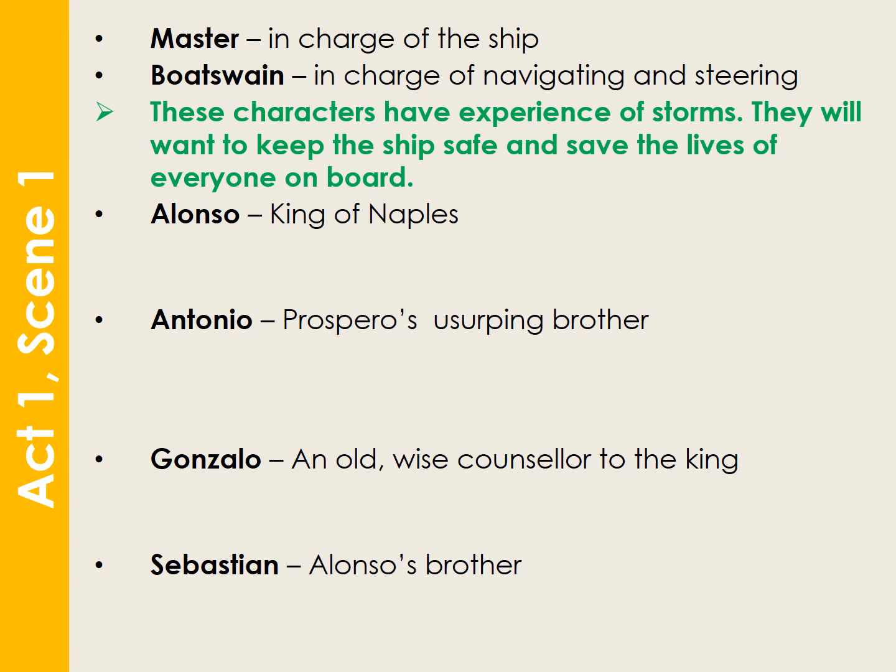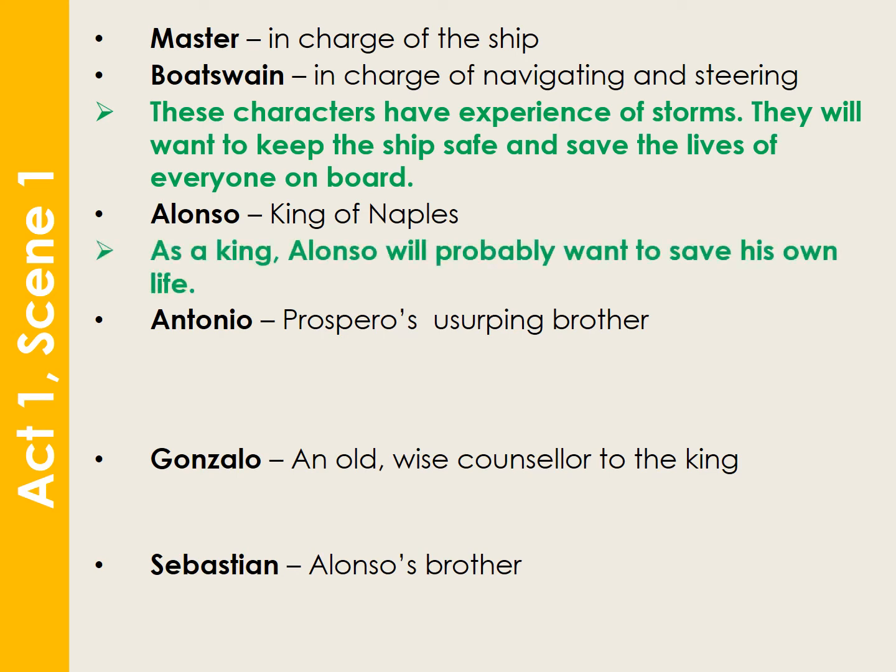Okay then, so to start with the master and bosun, these characters have experience of storms, which is obviously a good thing, and they will want to keep the ship safe and save the lives of everyone on board. So remember the passengers that these characters are carrying on this ship. We've got a king, for instance, so it's really important that they can steer the ship through the tempest, through the storm, and make it out alive. So that's a lot of pressure on them, but they do have experience of this type of weather, so that is a good thing.